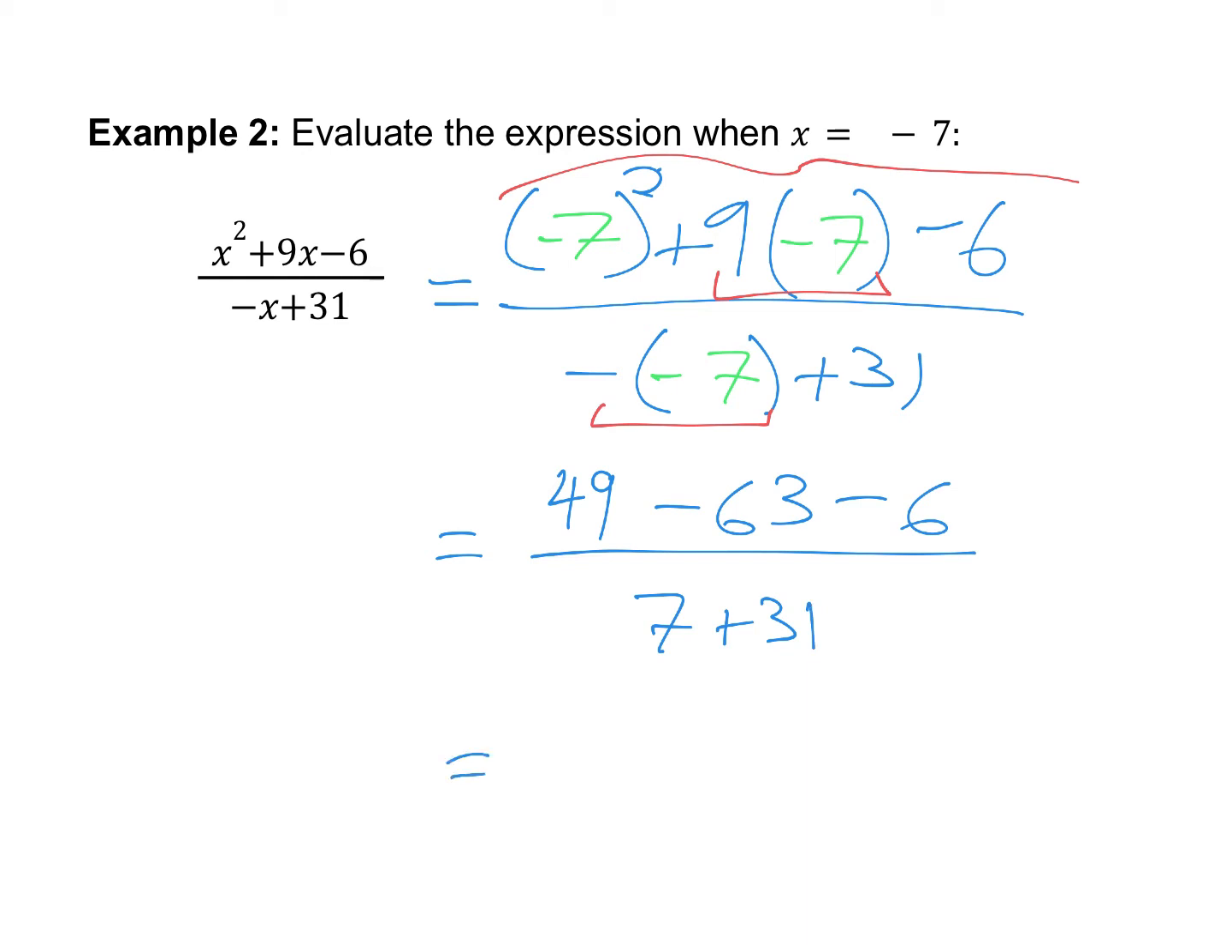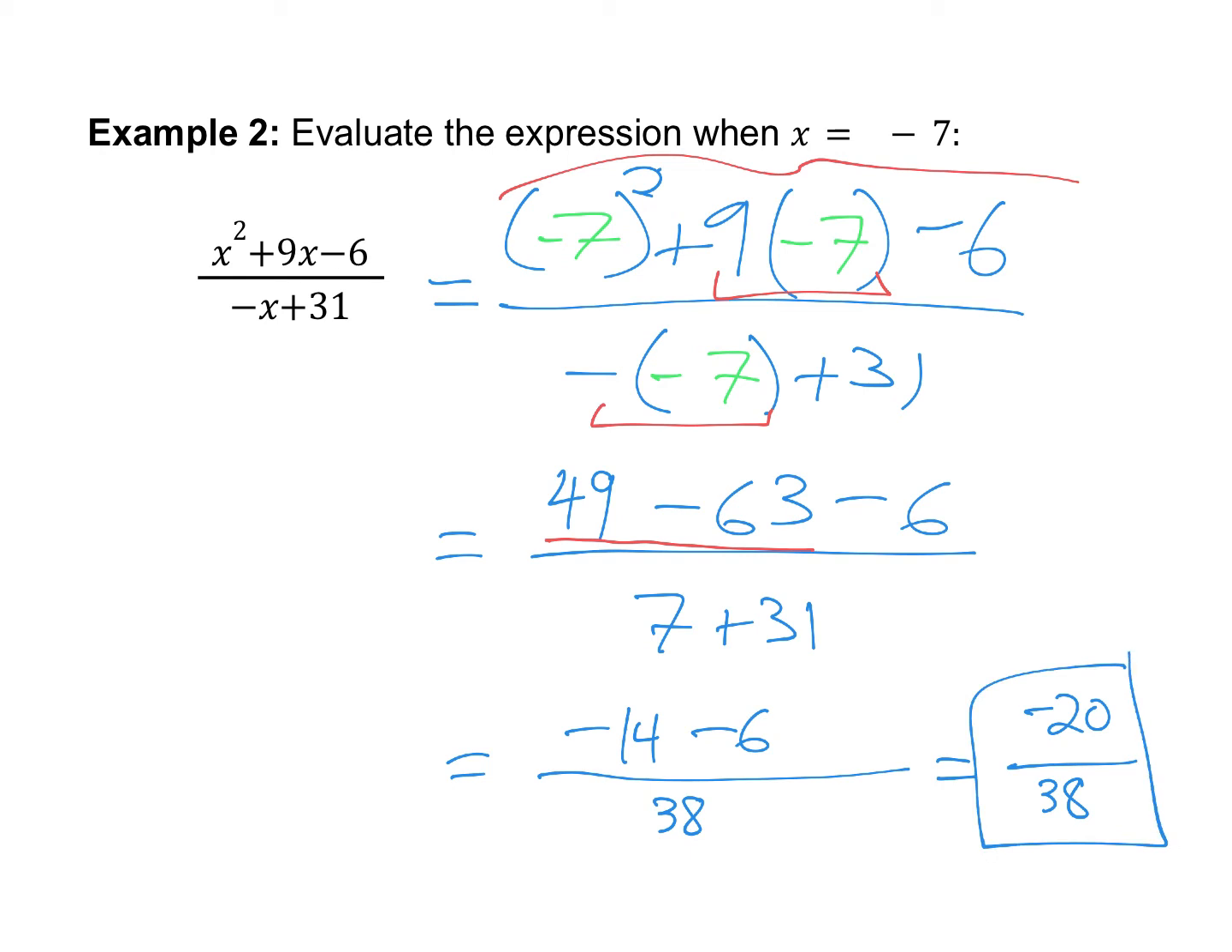And so now I'm going to jump back to the top, and working from left to right, I have 49 minus 63. That's going to give me -14, then -6. The bottom, 7 plus 31 is 38. And now I've simplified enough that I can fit this over to the right. -14 minus 7 is -20. And the bottom is already simplified. So all that work, I get -20 over 38.